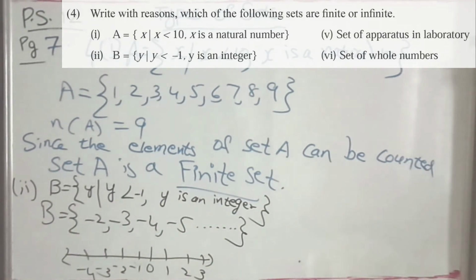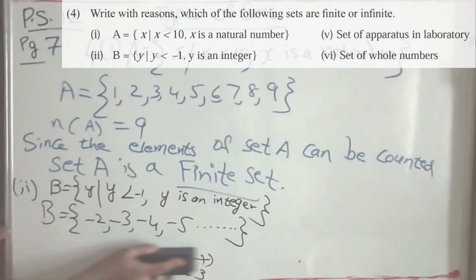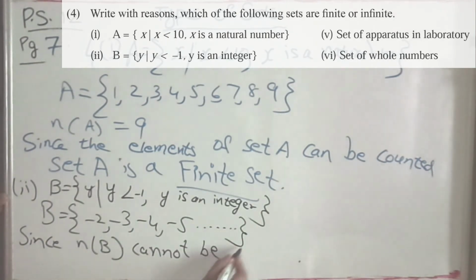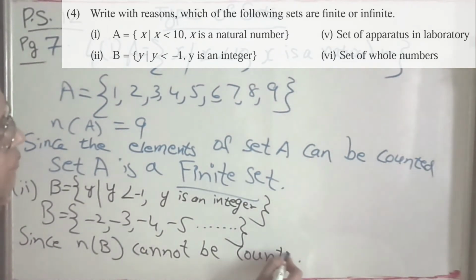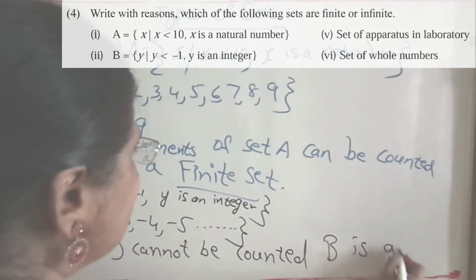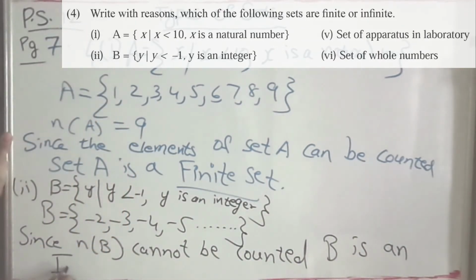It never ends. You can see this arrow, it goes on and on. So what kind of set is this? Infinite set, because we cannot find how many elements are there in set B. Since the number of elements in set B cannot be counted, B is an infinite set.